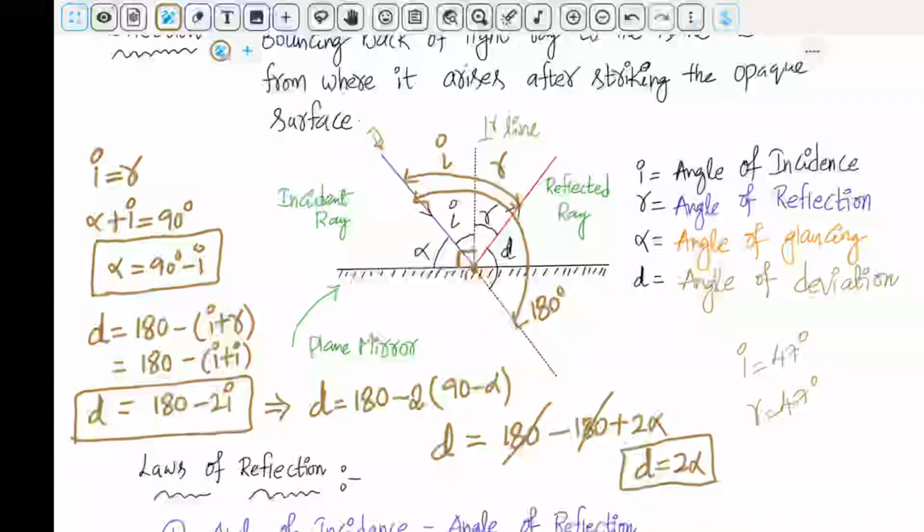Okay, so in this video we will cover up to this. In the next video we will see what are the characteristics of the image formed in a plane mirror and how to understand each and every characteristic.